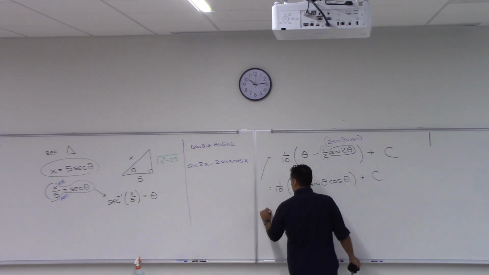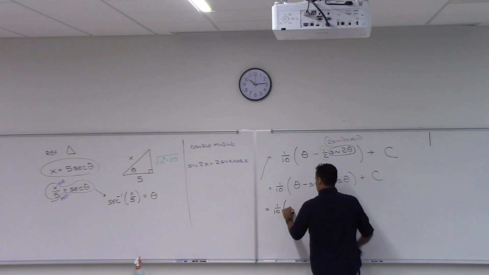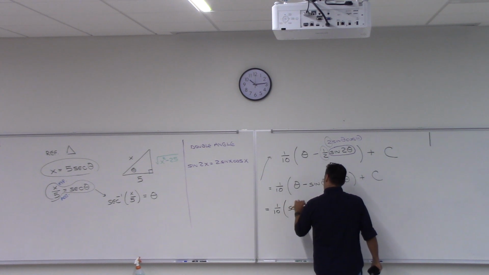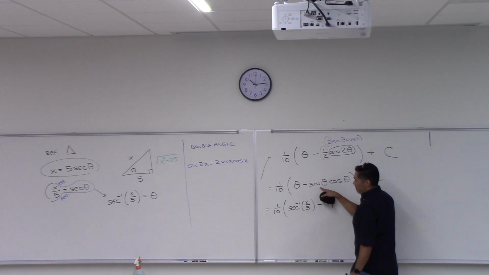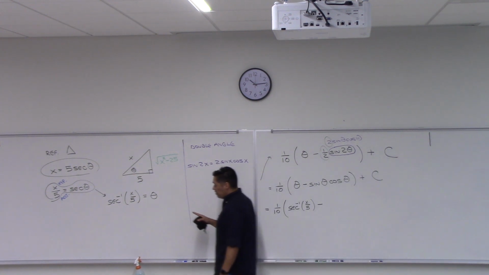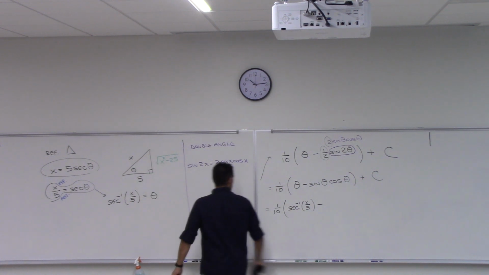And I think at this step, I'll be pretty close to being done. 1/10, okay, theta we just said is secant inverse of x over 5 minus, okay, sine of theta, SOHCAHTOA. Sine is opposite over hypotenuse. So this over this.